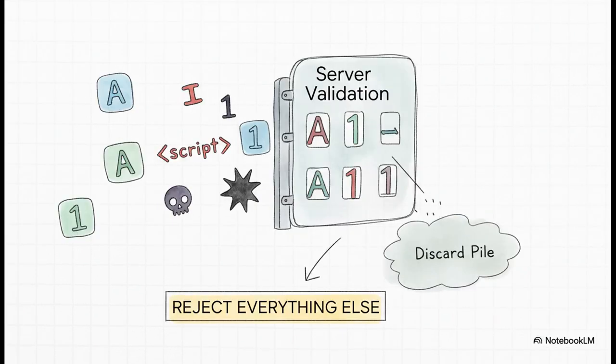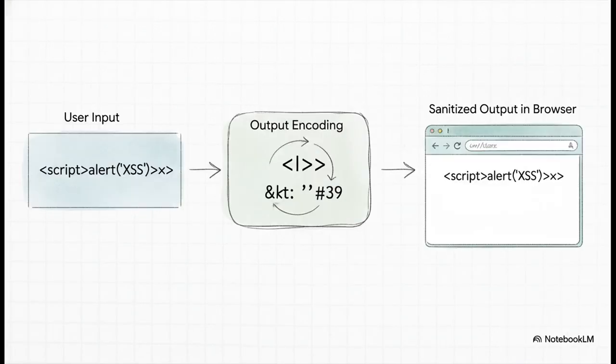Rule number 2 is simple. Trust nothing. Every single piece of data that comes into your application has to be validated, always on the server side. The best way to do this is with an allow list. That means you define exactly what good data looks like, say a 5-digit zip code, and you reject absolutely everything else.